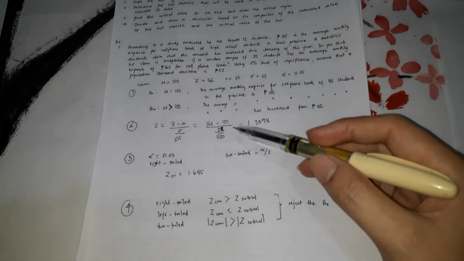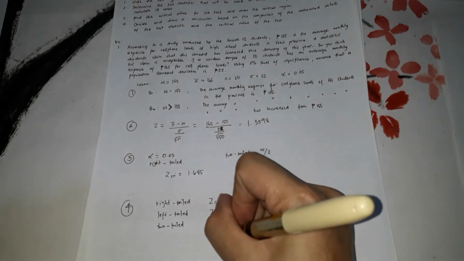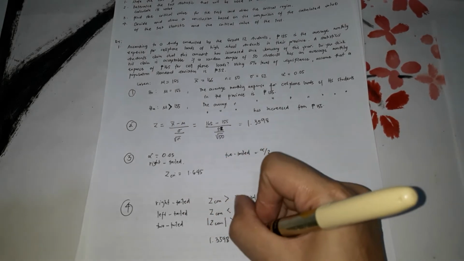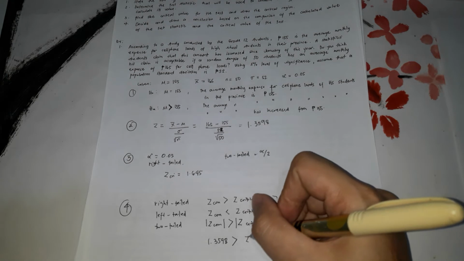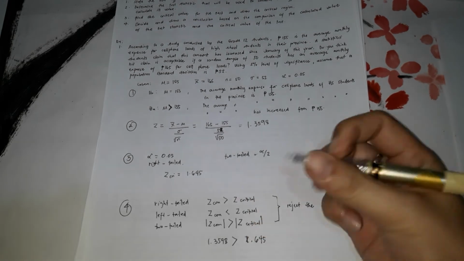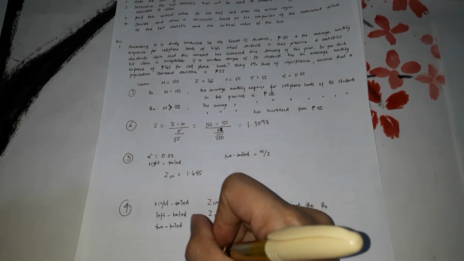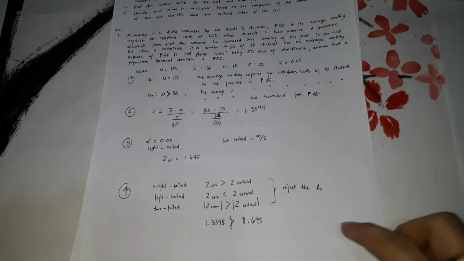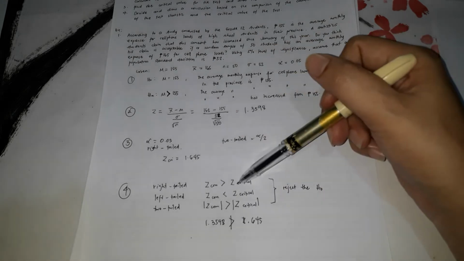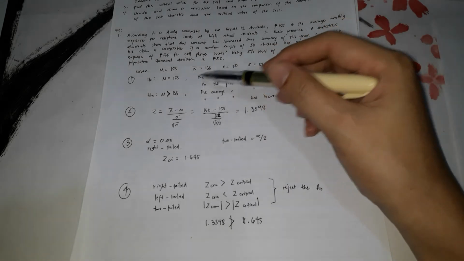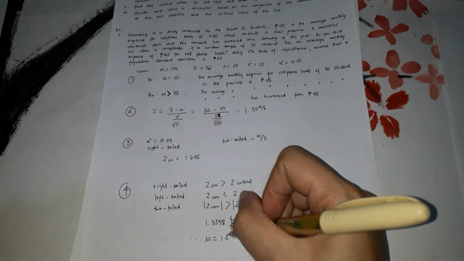So based on our example, the Z computed is 1.3598. Because this is right-tailed, it should be greater than Z critical, which is 1.645. Is this true or false? So this is false. Therefore, the conclusion is the null hypothesis, because we failed to reject. We failed to reject because this is not true. So because we failed to reject, the conclusion is the average mean is 155.